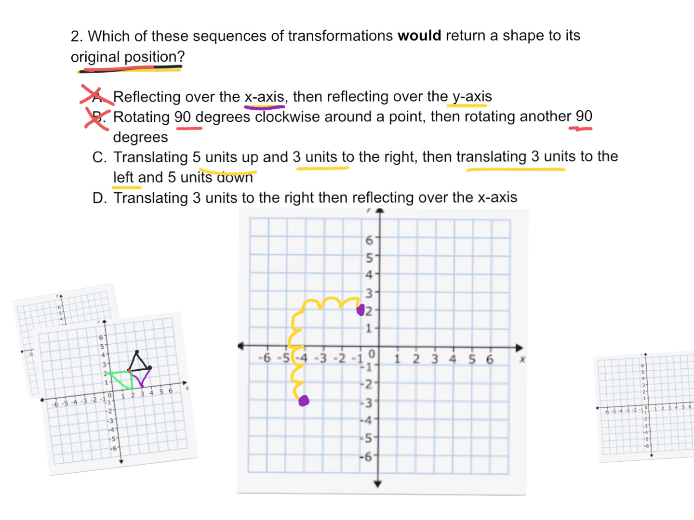So we'll end up right here at -1, 2. And then we kind of reverse it. We're going to go 3 to the left. So we're going to go back 1, 2, 3, and then down 5. 1, 2, 3, 4, 5. And I'm back where I started from. So this is the correct answer.